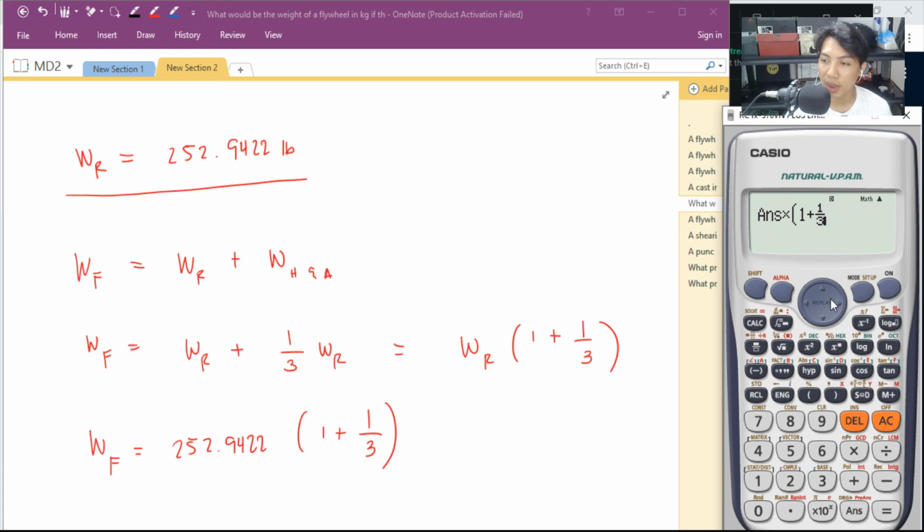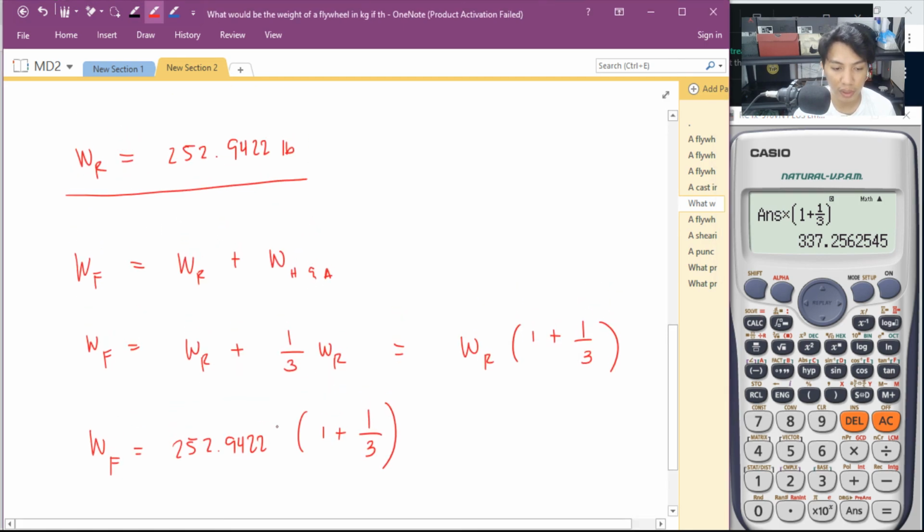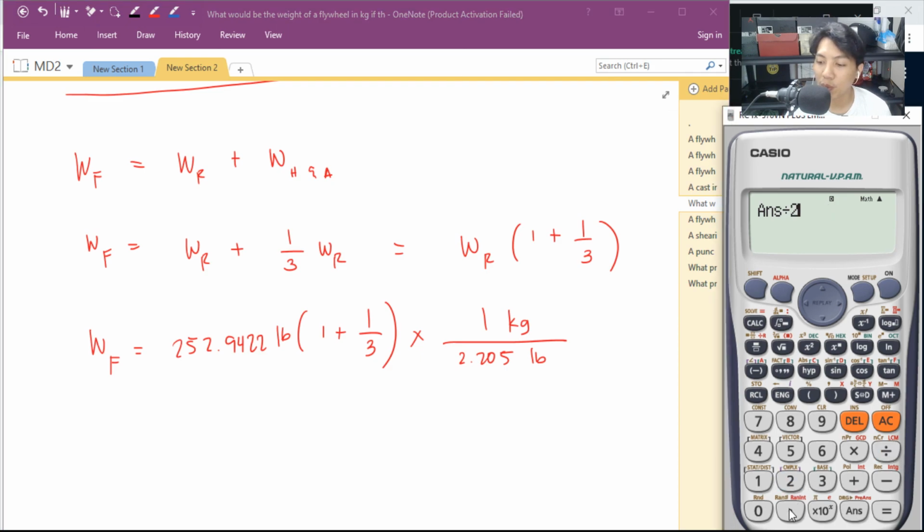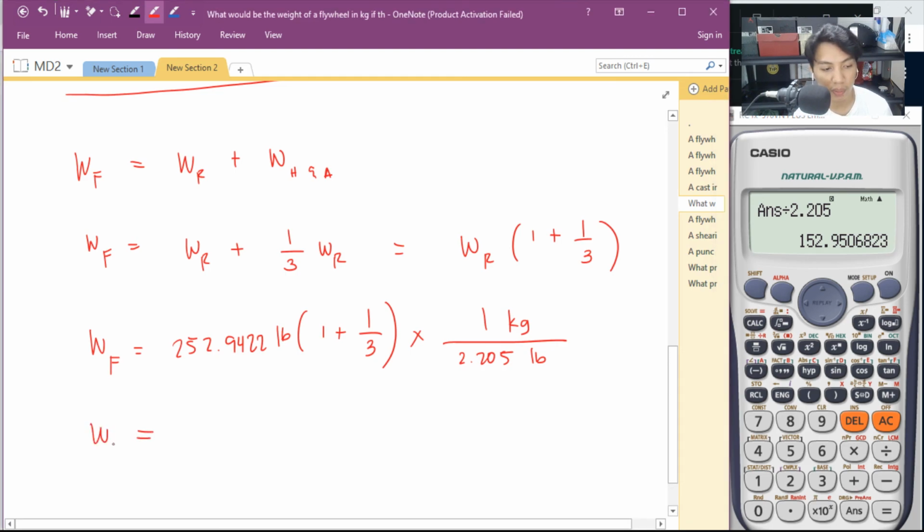So, the answer is 337. What is the unit? This is pounds. We need it in kilograms, and there are 2.205 pounds in every kilogram, so we divide by 2.205. The answer is 152.95. The weight of the flywheel is now 152.95 kilograms. Very basic.